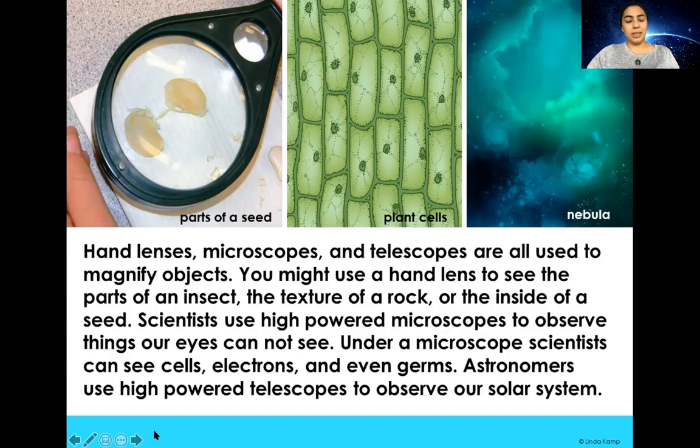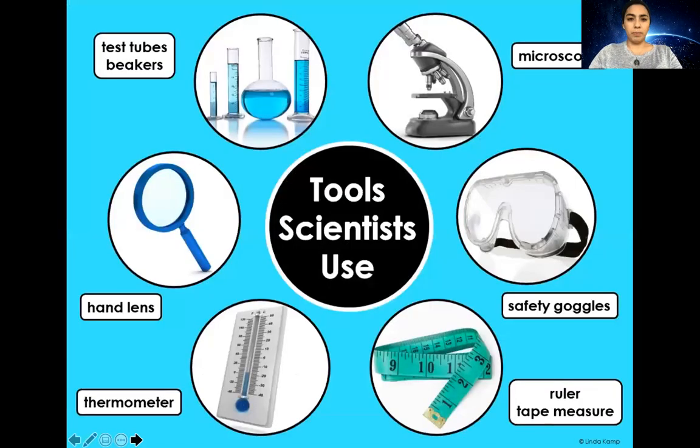And last but not least, our astronomers, our astronauts, are people who work for NASA who love to observe the outer space and will use a telescope. And a telescope will help us zoom in out of Earth and look at the different planets and stars out in our galaxy. Okay, let's continue.